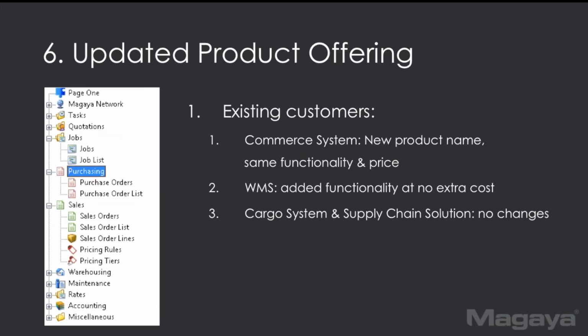So what does that mean for you? Well, for your current customers, which all of you are, we've removed the commerce system. We have a new product name. It's called the WMS and distribution.